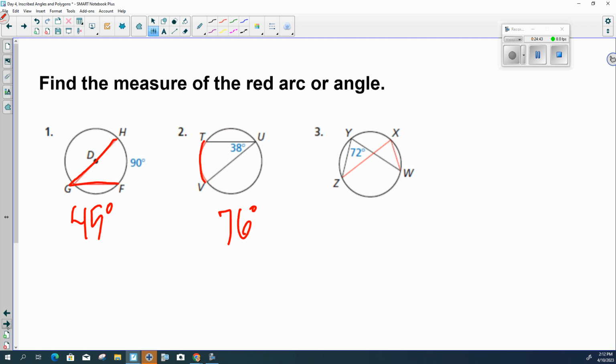All right, let's look at this third one. How would you find the measure of this red angle? ZXW. Yes, so if you don't remember the shortcut, you could always double 72 and then half of 72. But if you remember it, it's just a short way to get there. Any questions on these three?